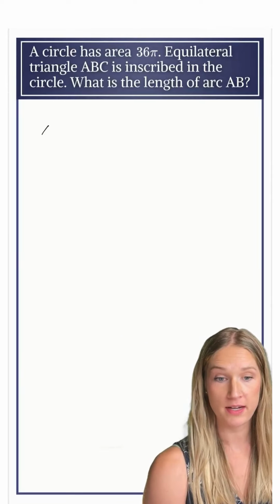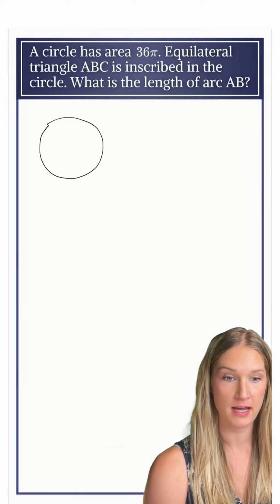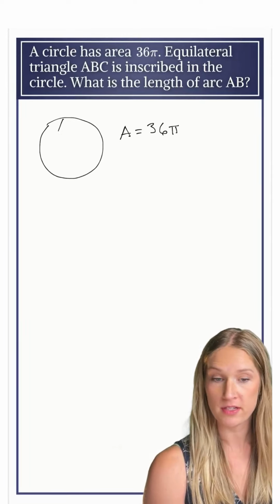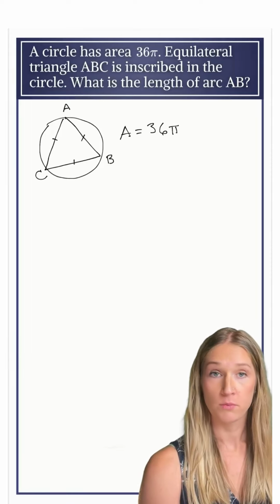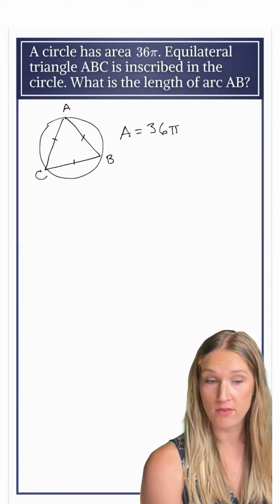I've got a circle with an area of 36 pi. I also know that there's an equilateral triangle inscribed in this circle. We want to know what is the length of arc AB.